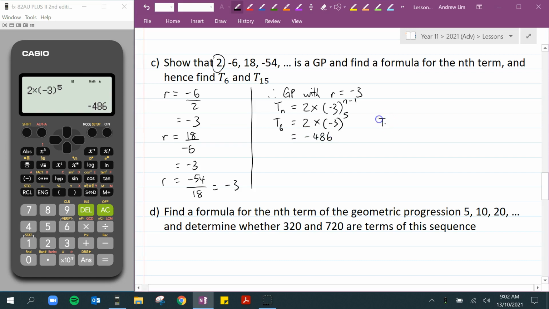And the 15th term is A times the ratio to the power of n minus 1, which is 14. 2 times minus 3 to the power of 14 is a very big number, 9,565,938.